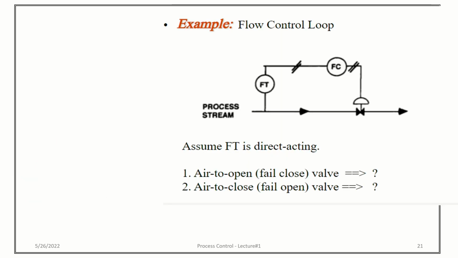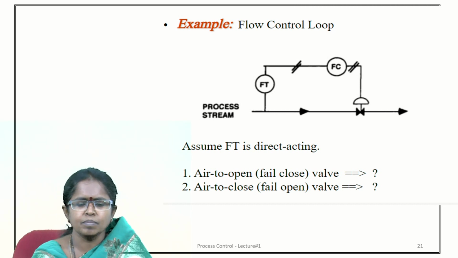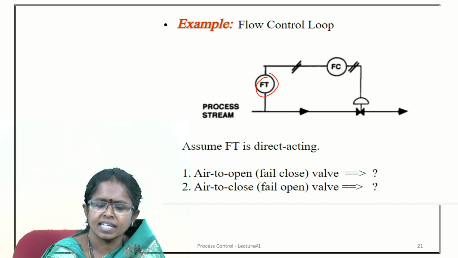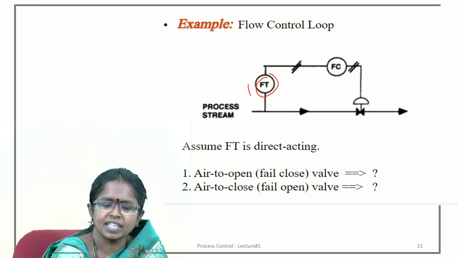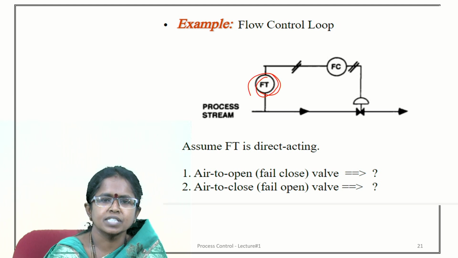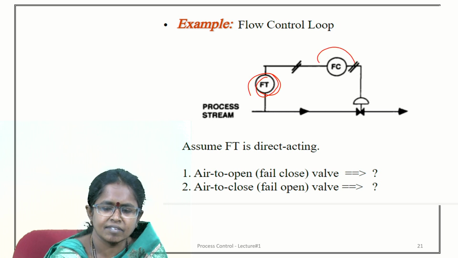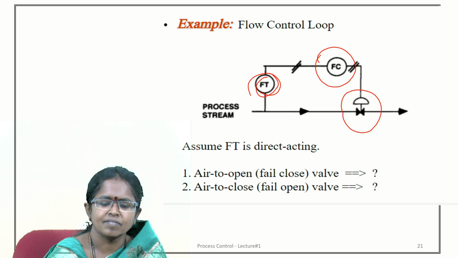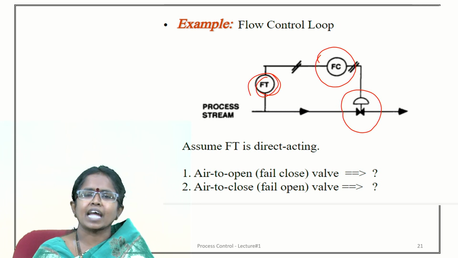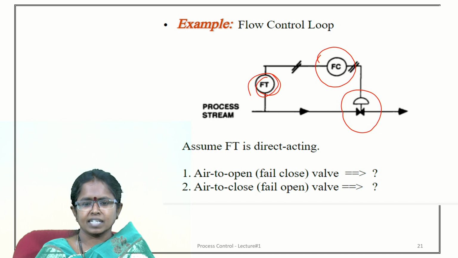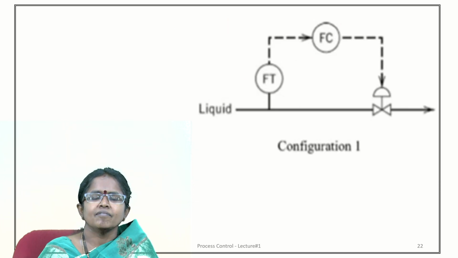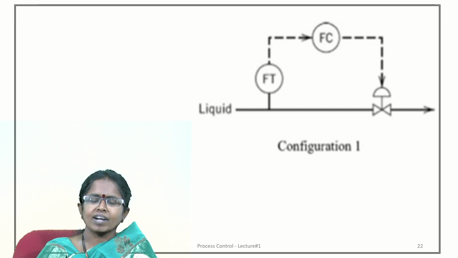Now, let us take a small example, a flow control loop. In the flow control loop, there is a transmitter, and you are going to measure the process stream with the help of the transmitter. The transmitter output is 4 to 20 milliampere. The output of the transmitter is given to a controller, and there is a valve; let us assume that the valve is an air to close valve. Now, can you tell me whether the flow controller should be a direct acting one or inverse acting one?